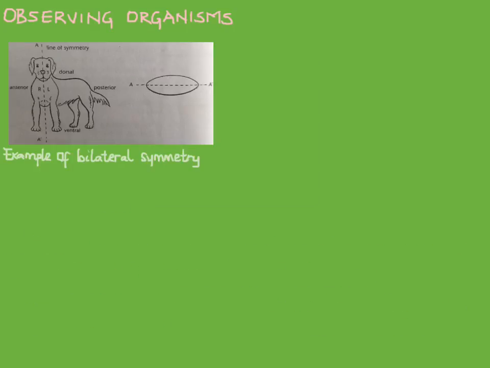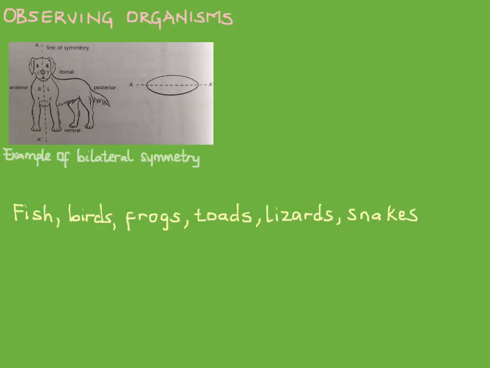If the animal is divided along this line from the anterior to the posterior, the right side R would be a mirror image of the left side L. Organisms that show bilateral symmetry include fish, birds, frogs, toads, lizards, and snakes. The seeds of some plants, such as groundnut and mango, and some flowers and leaves, also show bilateral symmetry.